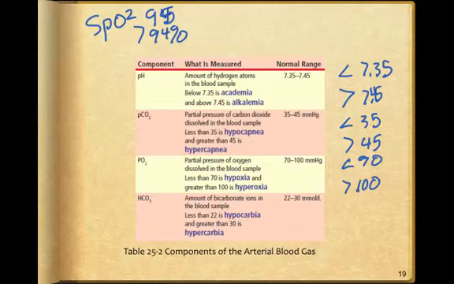Last but not least here, the bicarbonate level, the amount of bicarbonate ions in the blood sample, 22 to 30. So anything less than 22, hypocarbia. Anything greater than 30 is hypercarbia. Now, less than 22 would be a clinical indication that your patient probably has used up all of their bicarbonate and you would really be looking for a third-party acid or a metabolic acidosis. Like I said, in diagnostics, we'll talk more about these.